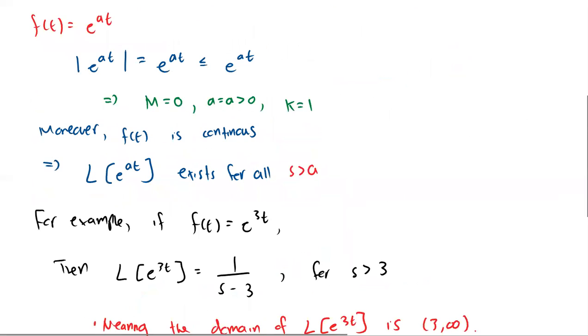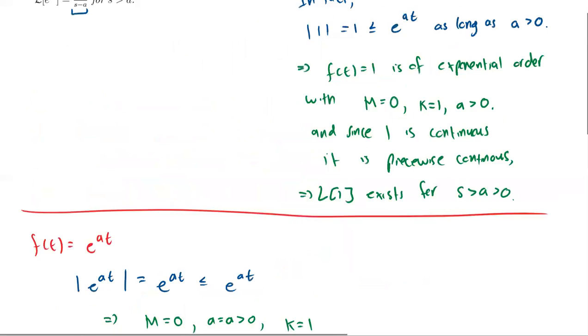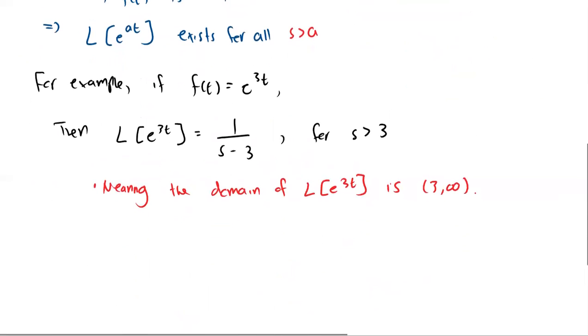And in example 4, we went over examples of that, right? We found how to determine that the Laplace transform of 1 and the Laplace transform of e to the at exist. So we went over all the work for that.